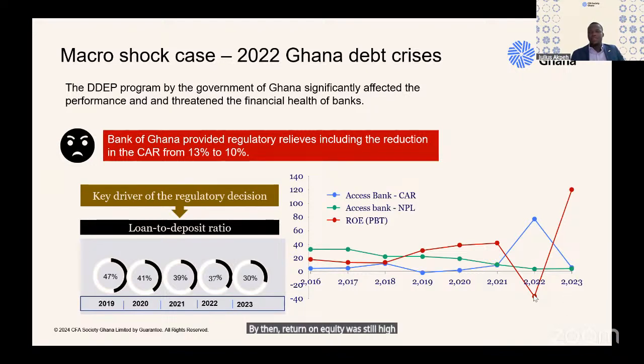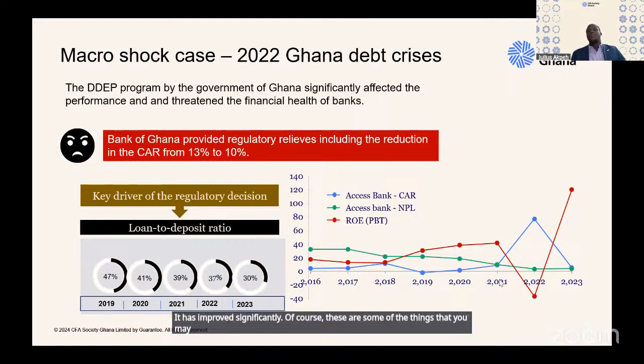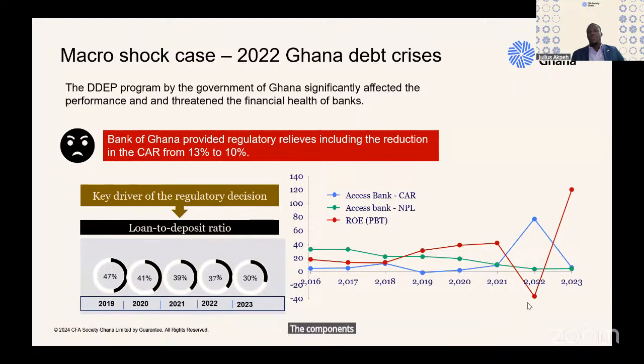And then in 2022, it dropped significantly to negative. Then it rose again in 2023. When it dropped significantly, see what the capital adequacy ratio has done. It has improved significantly. Of course, these are some of the things you may have to say, because at the same time, you have NPL being very low, right? So why would return on equity actually drop significantly? Of course, it may mean that you may have to decompose this return on equity to see the components, the drivers of return on equity that are actually causing this negativity here.